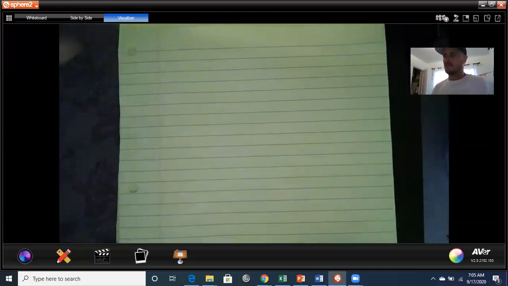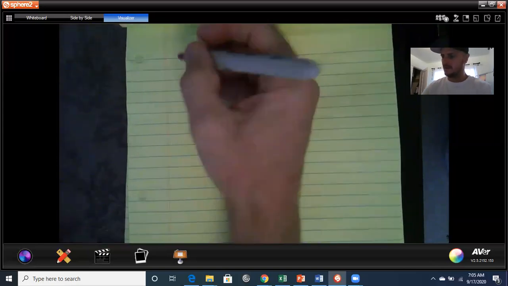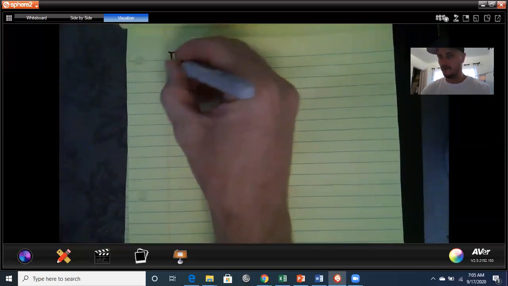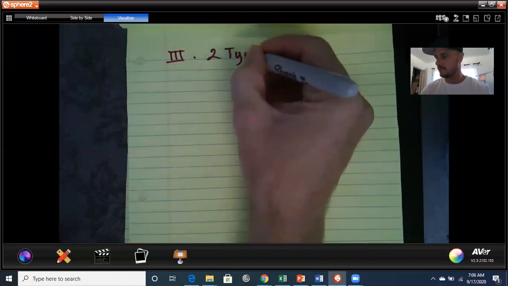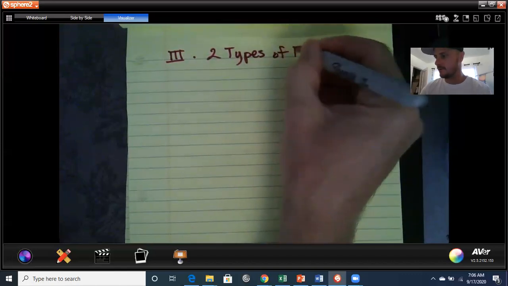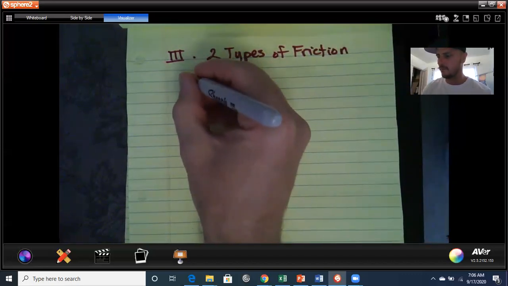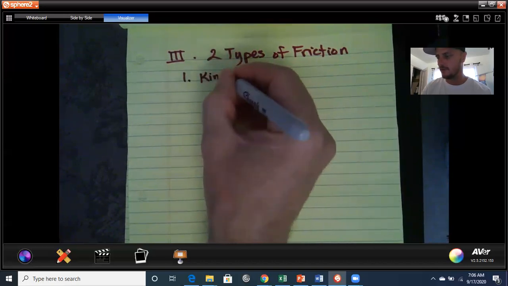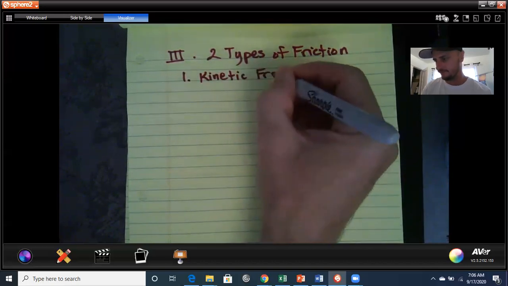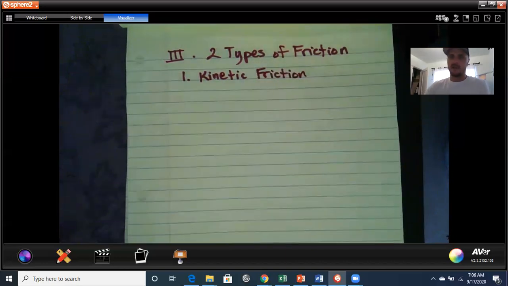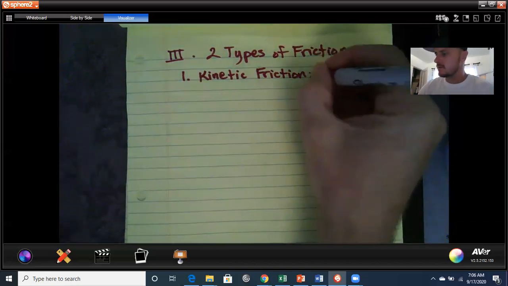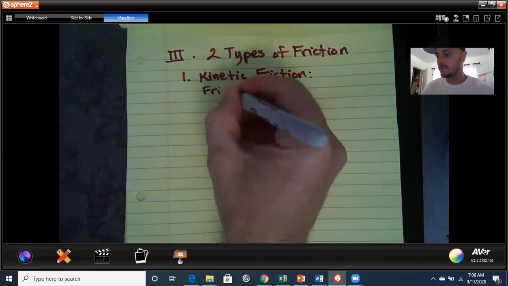out of the way. Okay. Two types. I'm going to start with the easier of the two. So let's say Roman numeral 3, two types of friction. Let's start with one, kinetic friction. I usually talk about this one second, but that's okay. This would be friction associated with sliding.